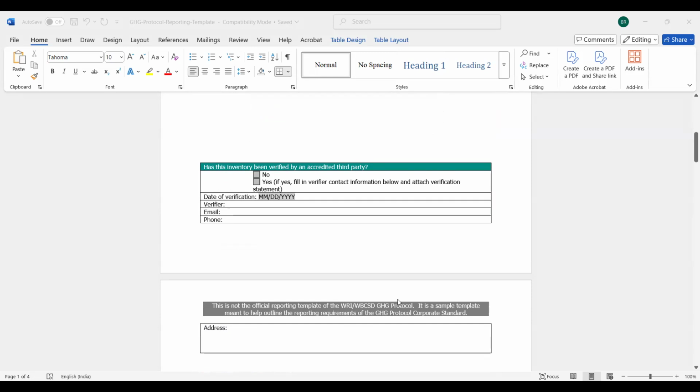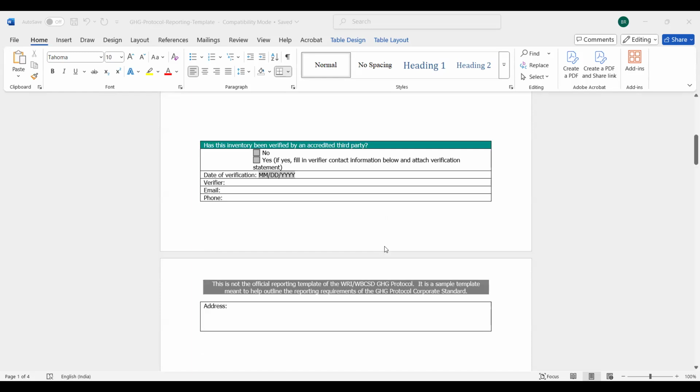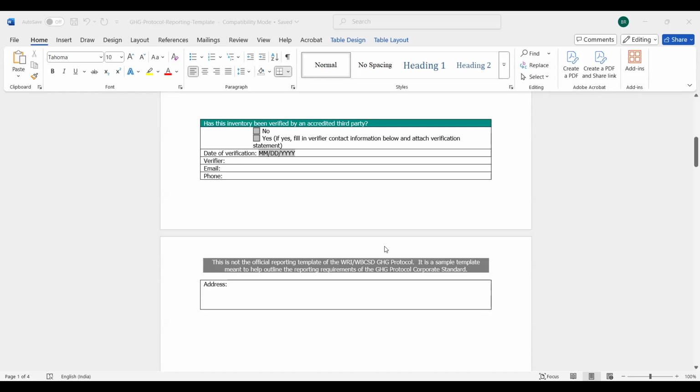Now, this is the verification. Either you should be getting it done by a third party accreditation or, as a head of the department, you should do it yourself. Yes or no? If it is accredited third party, then you put yes. If not, you put no, and still you put the date of verification, which is internal, right? You have to put the verifier name, which will be you, and the email and phone number of that person, so he can be contacted in case of confusion.